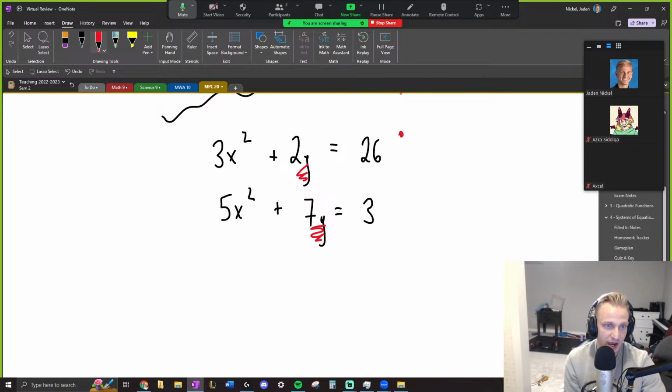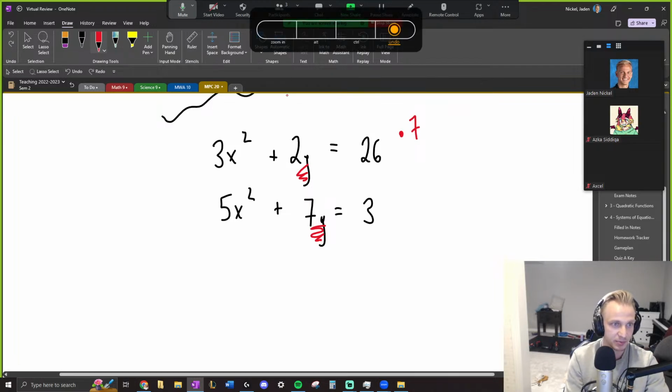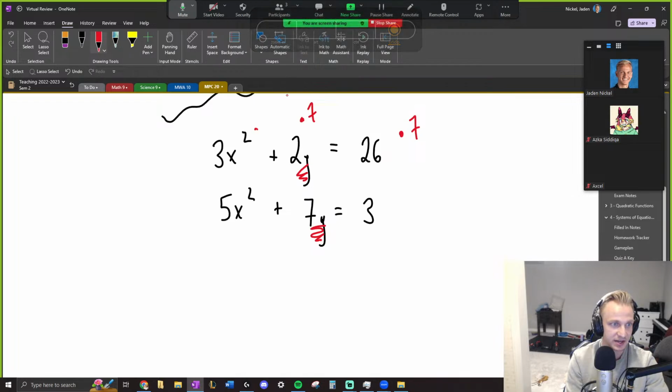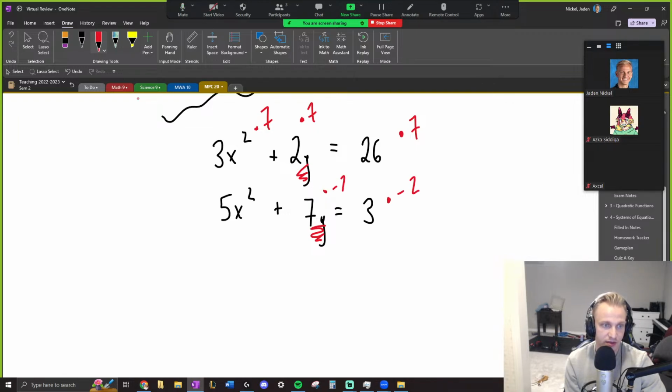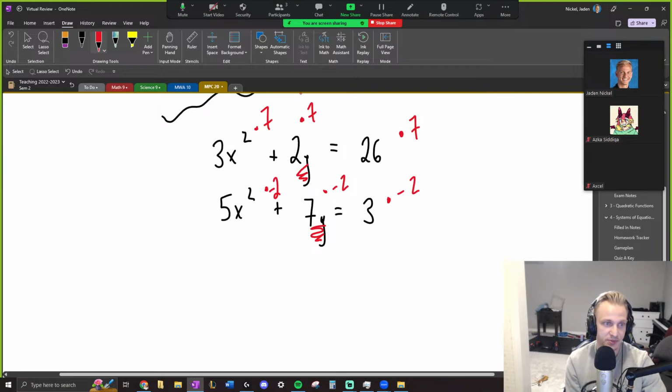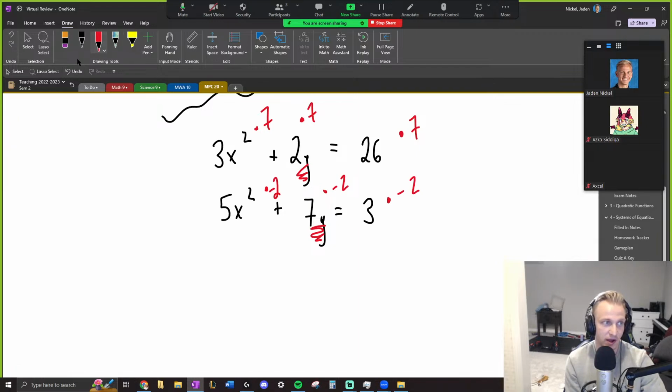So for this top one, I would multiply everything by 7. So I'd multiply that by 7, multiply that by 7, and multiply this by 7. For the bottom one, I would choose to multiply everything by -2. And that's so that I get a positive 14y up top and a negative 14y on the bottom.